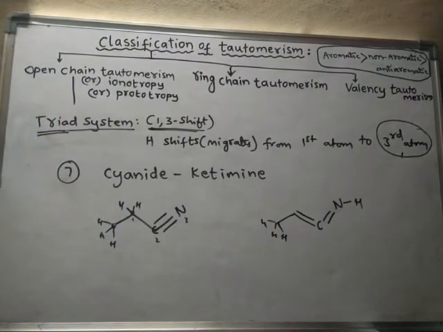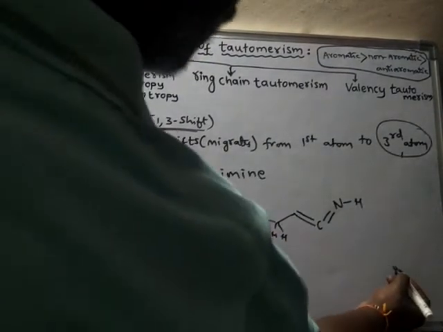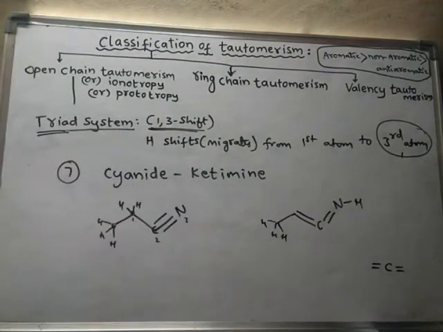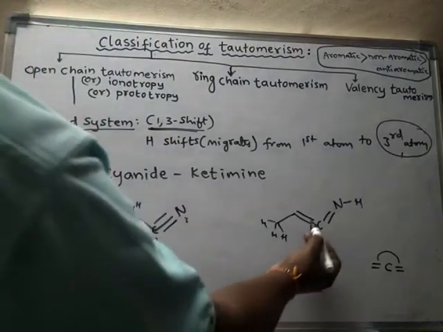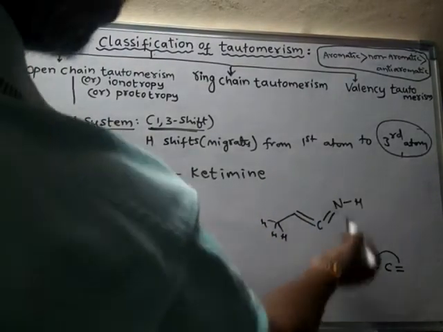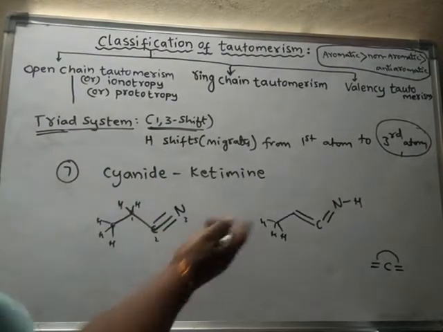Okay. Now here we already learned that if carbon is having 2 double bonds, then it should be 180. It should be 180, but here there is a strain. It is not 180, so that means it is less stable. So this is more stable. Cyanide is more stable than the ketimine.